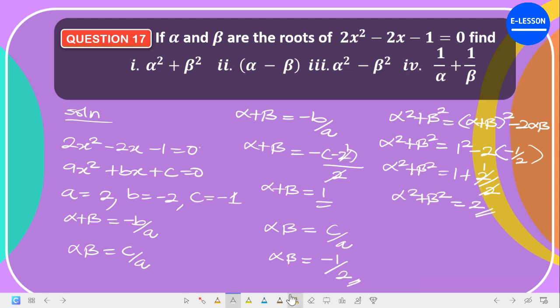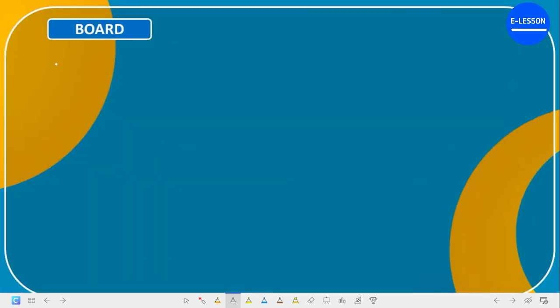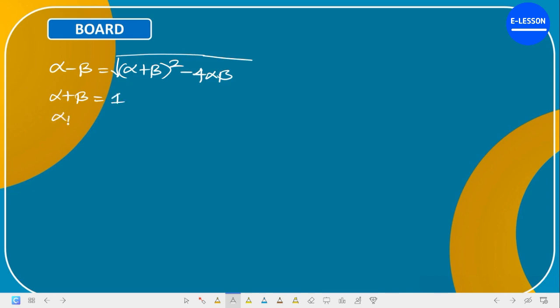Now the next case that we are going to take is alpha minus beta. Now alpha minus beta is expressed as the square root, like I said, you have to memorize this, of alpha plus beta squared minus 4 alpha beta. Now, what is our alpha plus beta? Our alpha plus beta is 1. And our alpha beta is what? Minus 1 all over 2.